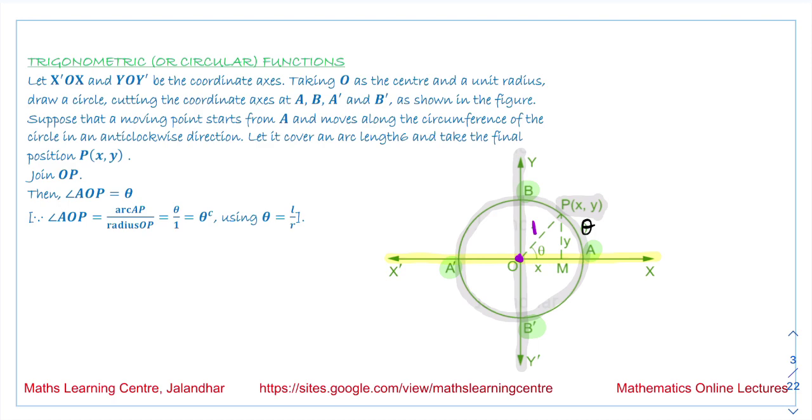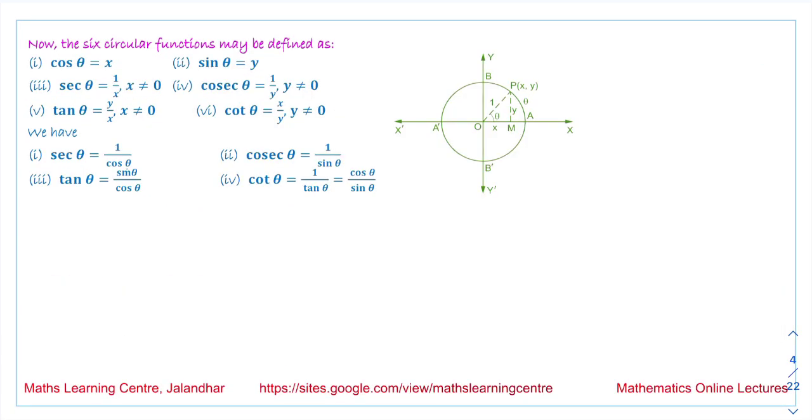Now if this arc length AP is theta, then the angle AOP will be equal to the arc length divided by the radius. Arc length we have taken is equal to theta, and radius we have taken is equal to 1. So we are saying this angle AOP is equal to theta radians. Now corresponding to this we have defined the six trigonometric or circular functions, and these are shown on our next slide.